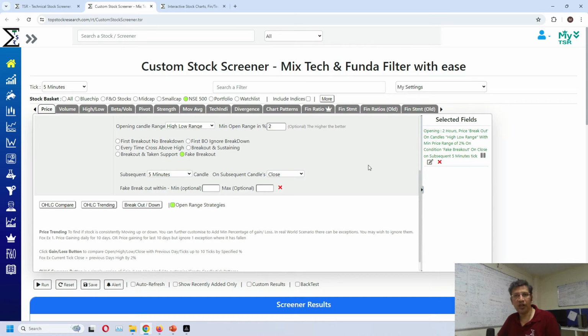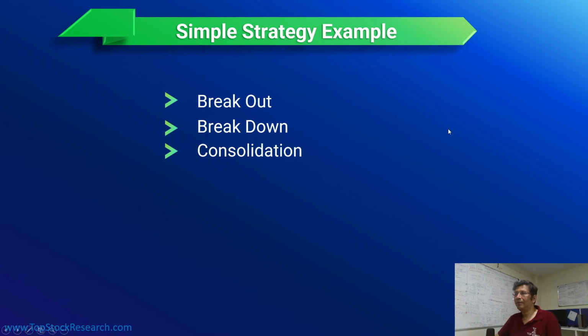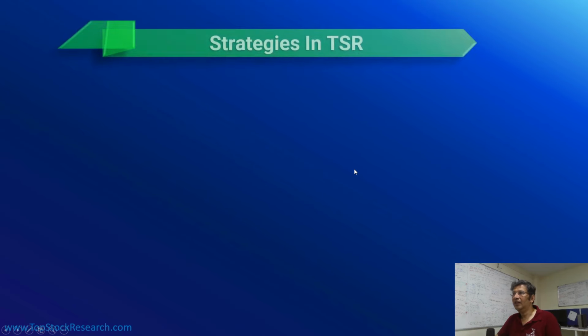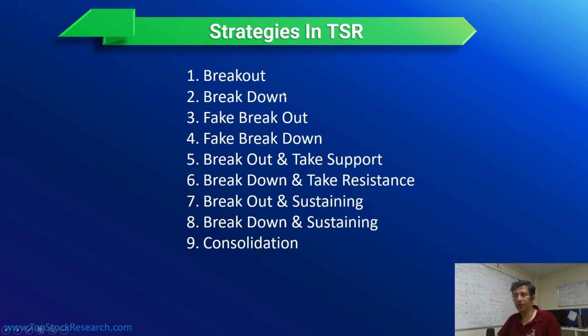Almost all important strategies that we are aware of, we have tried to cover, we have implemented in the simplest possible way. If you feel there could be any other strategy on open range, we'll be happy to get it implemented, right? So coming back to the slide, we have seen open range breakout, breakdown, consolidation, which is still within that range. Then some of the strategies we have seen: breakout, breakdown, fake breakdown, taken support, taken resistance, breakout sustaining, consolidation. All these patterns we have briefly touched upon.